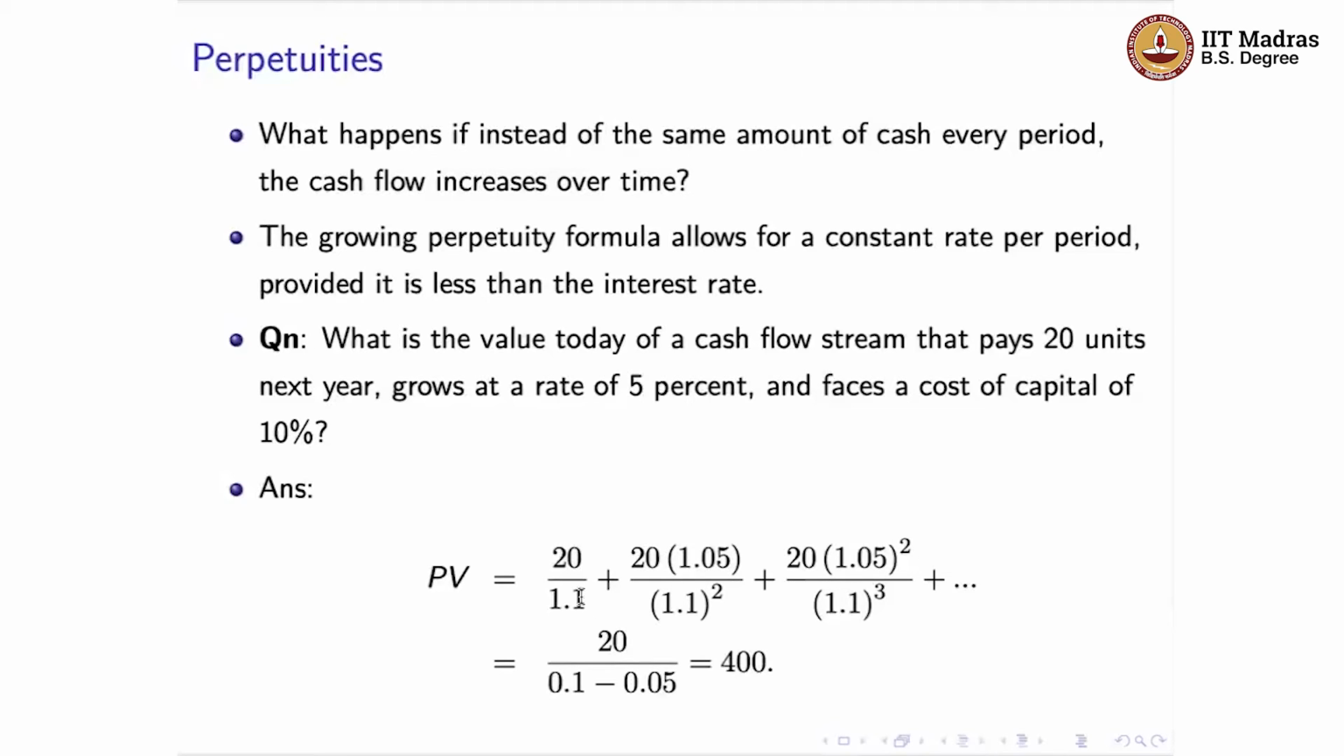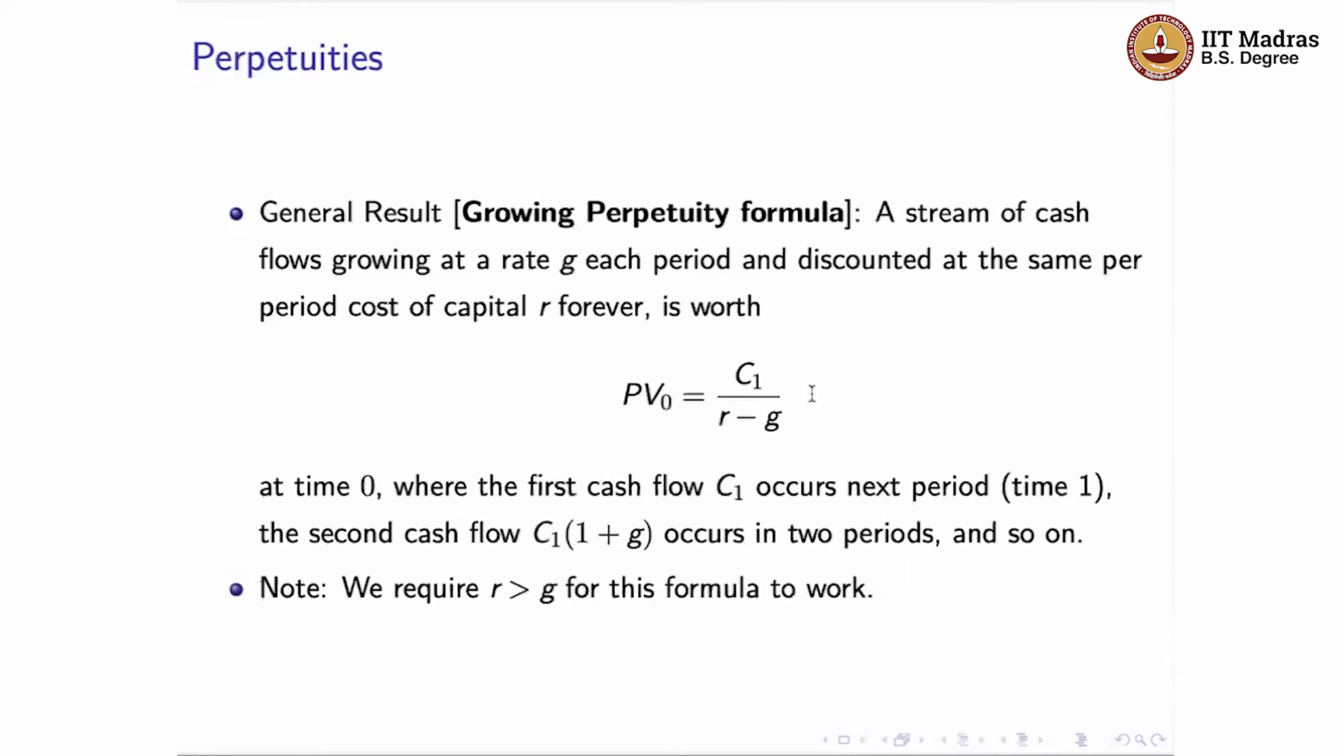And then you need to take the present discounted value of each of these cash flows and then add up, right? So the first year's cash flow appropriately discounted is 20 divided by 1.1. The next year it's 20 times 1.05 divided by 1.1 squared, and so on, right? And if you do the calculation, this is again an application of the geometric series, and you can show that this sum is basically nothing but 20 divided by 0.1 minus 0.05, or 400, right? Okay. We can actually generalize this.